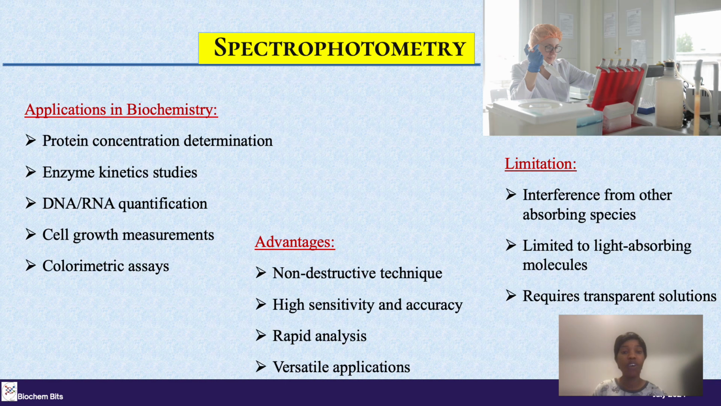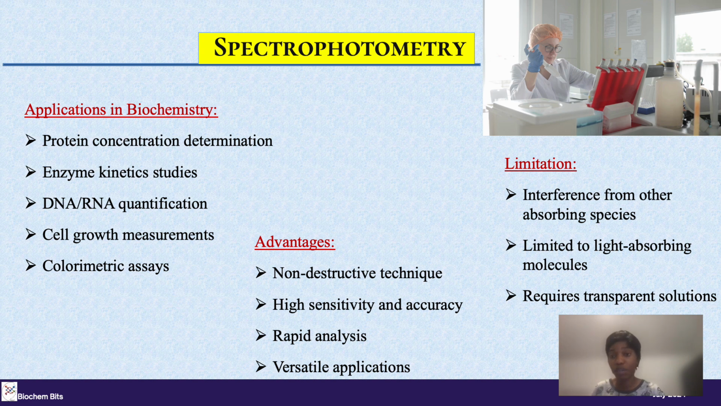on the other end. So, application of spectrophotometry in biochemistry is very wide. One is that we use it in enzyme kinetics and also DNA RNA quantification, cell growth measurement, and protein concentration determination. The most common one is the determination of protein concentration and enzyme activity.